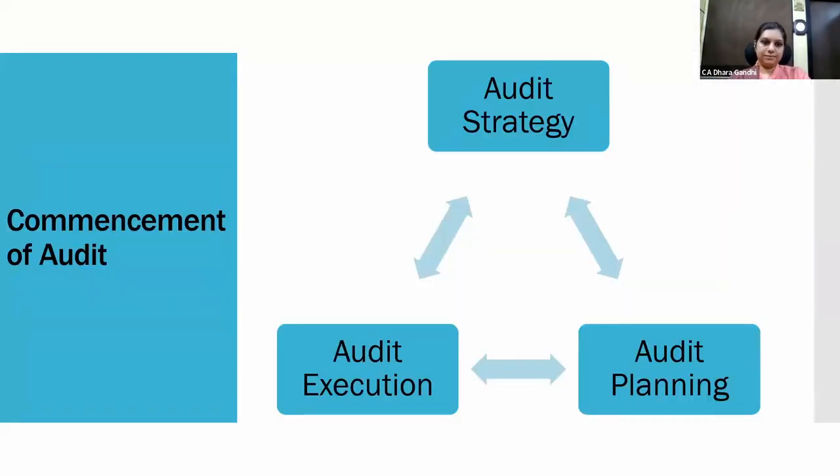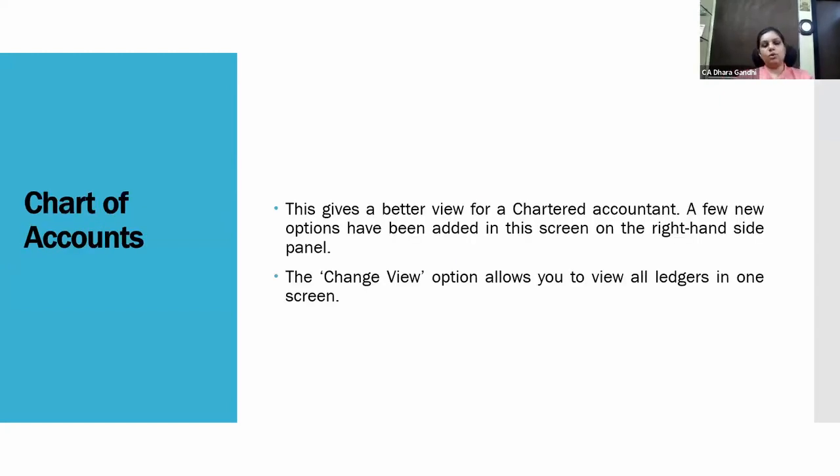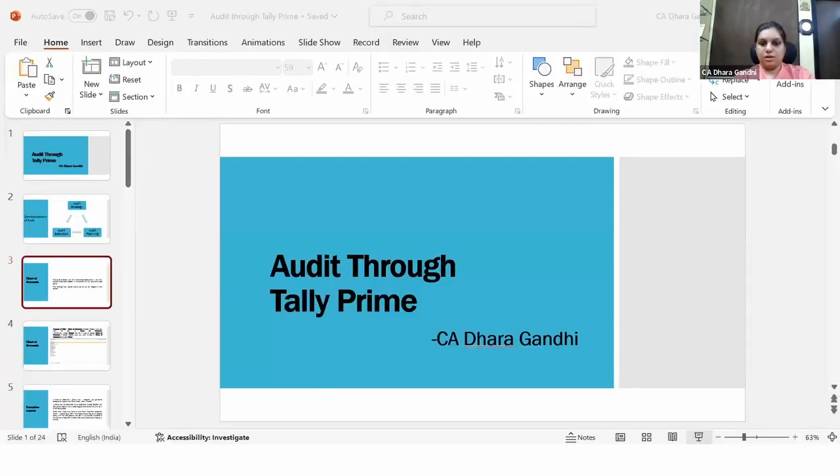So about the audit. Initially, when we commence the audit, we need to make audit strategies, audit plans, and then audit execution needs to be done. So basically, when we start the audit, we run the whole Tally of our client. While running the Tally, the first thing we check is the number of ledgers in the client's Tally. Some basic things are the negative ledgers and negative stock. So the first thing we go through is the chart of accounts.